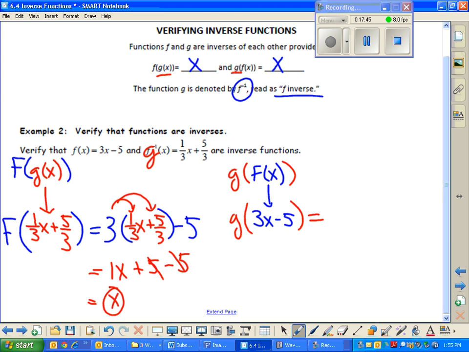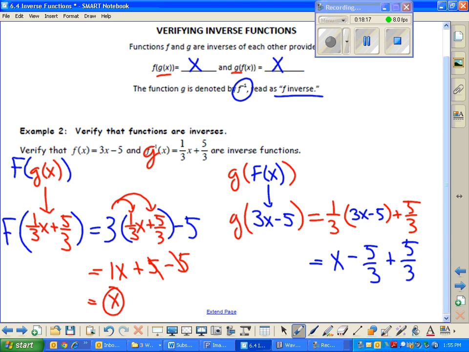Here's how that looks. Function g was 1/3 x plus 5/3. So I'm now going to do 1/3 blank plus 5/3. And then what goes in that blank right there? In for the x, 3x minus 5 goes in. And then 1/3 of 3 is 1. So 1/3 of 3x is x. And then 1/3 times -5 is -5/3 plus 5/3.